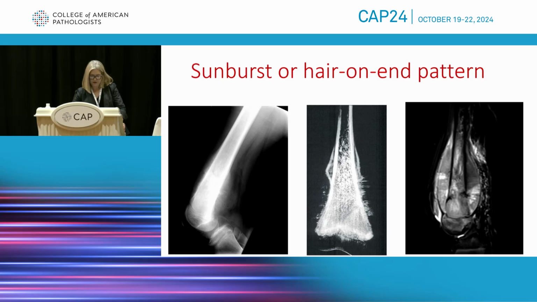All right, bad things are starting to happen here. So this is a sunburst or hair-on-end pattern. Here we have a lesion of the distal femur, and look at this kind of hazy area. If you look at it more closely, it's these hair-looking things coming out of the cortex. And this is a bad sign.